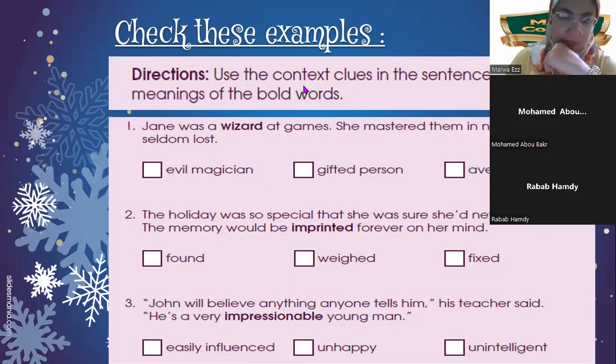I guess it's very interesting, this lesson. I love it because you can gain many new vocabulary. You boost your vocabulary, and it helps in writing too.